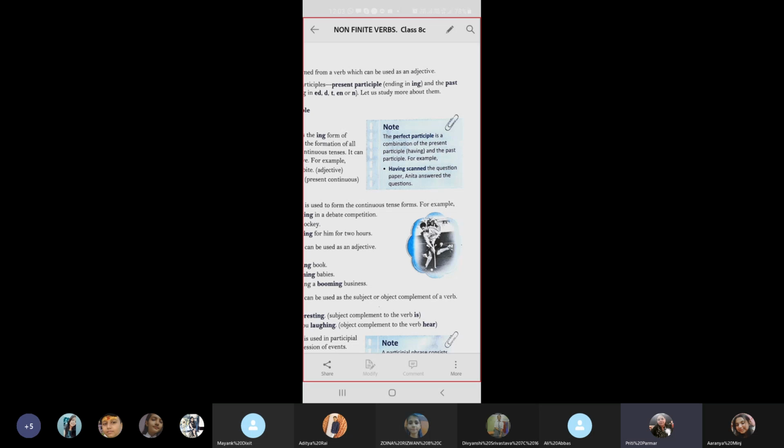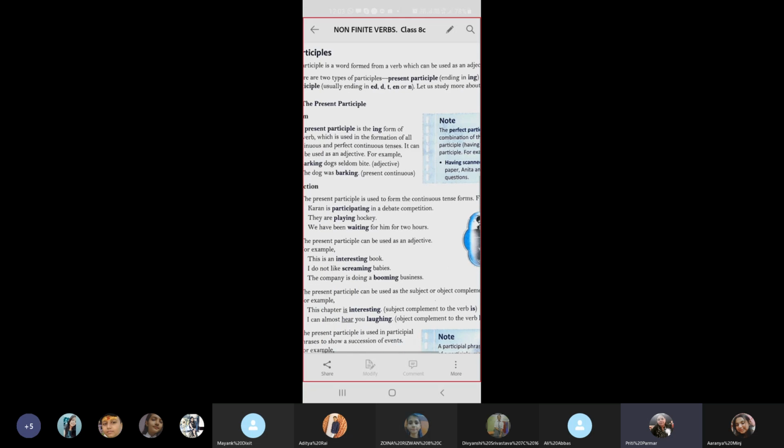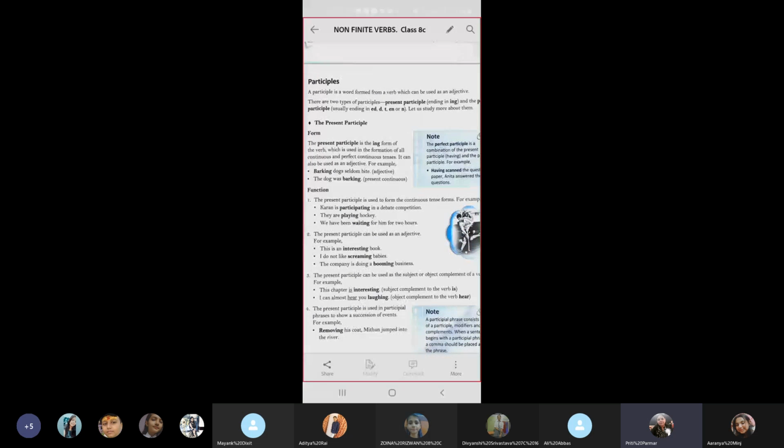Next, functions. Let us see the functions where participles are needed. Now, the present participle is used to form the continuous tense form. For example, Karan is participating in a debate. So here you can see participating. They are playing hockey. Playing, again, you can easily form just by seeing ing, you know that they are working in a verb. Okay, working with ing in a verb. Okay, so these are participles.